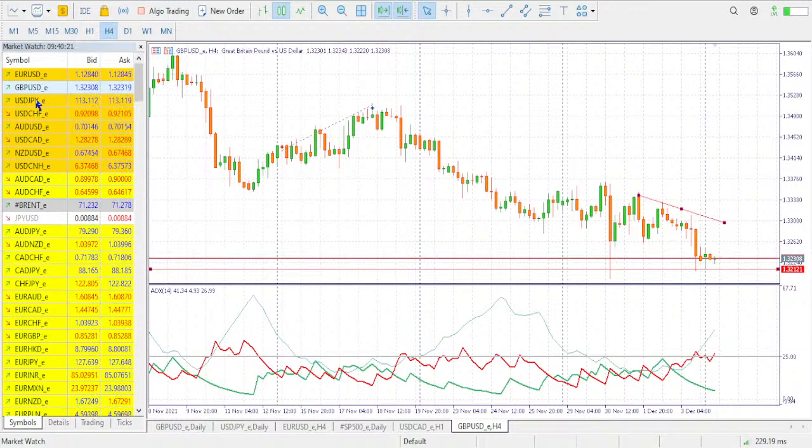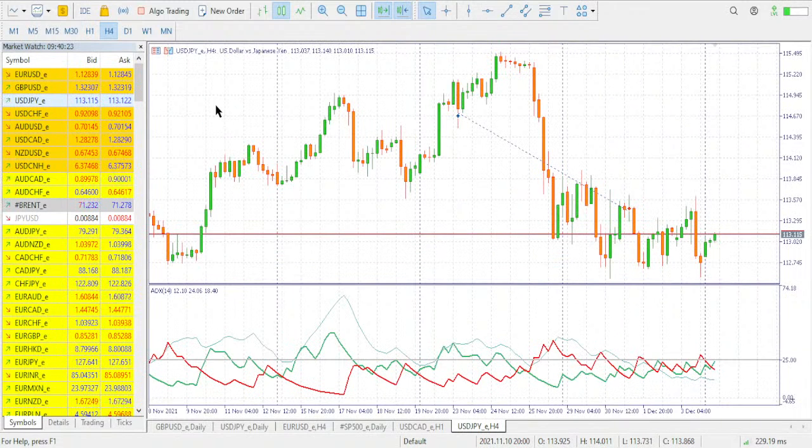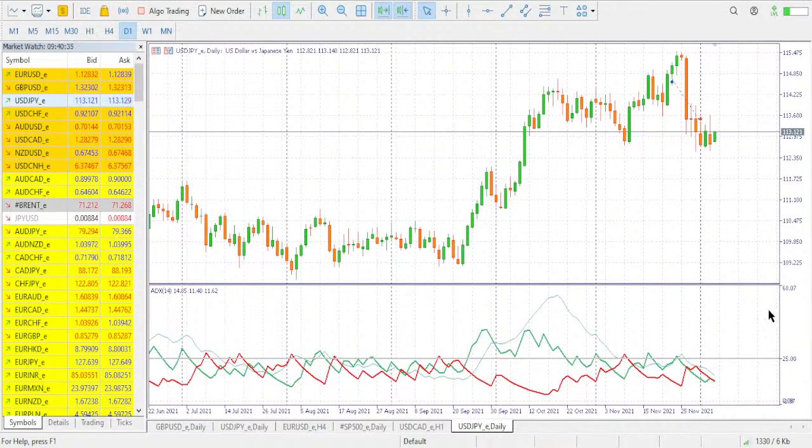The next symbol is the US dollar Japanese yen. So on this chart, basically you can see on the 1 hour chart there's no clear signal because the thin line is way below 25. On the daily chart we have the same thing, it is still way below 25.